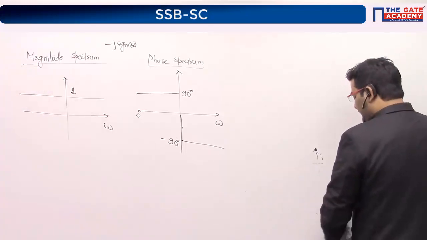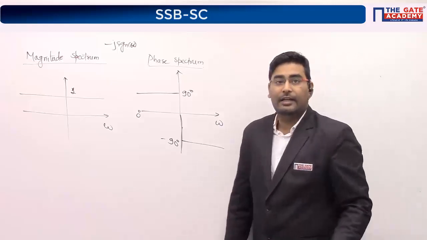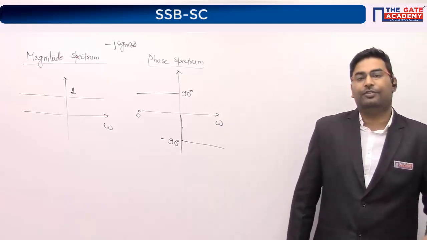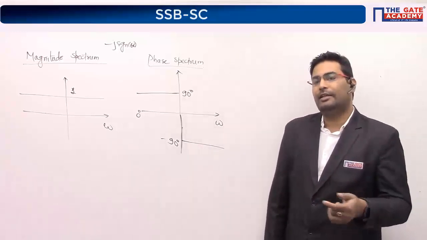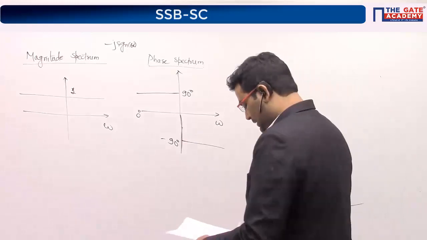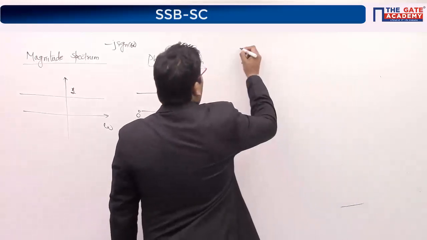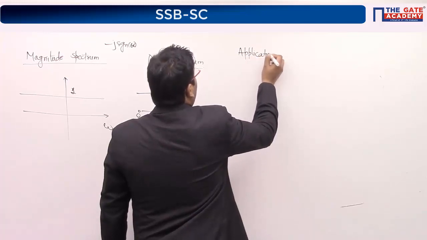So basically, the Hilbert transform gives you a phase shift of minus 90 degrees in the positive frequencies, omega greater than 0. So that is like an application. To put the heading application, let me write first, then we can understand.